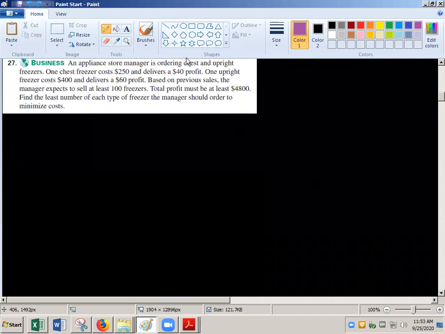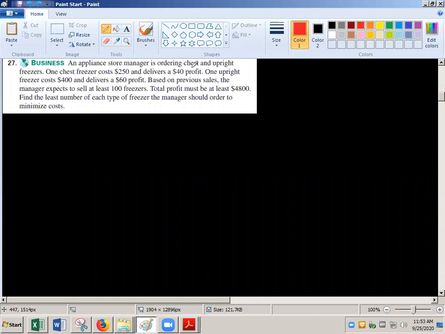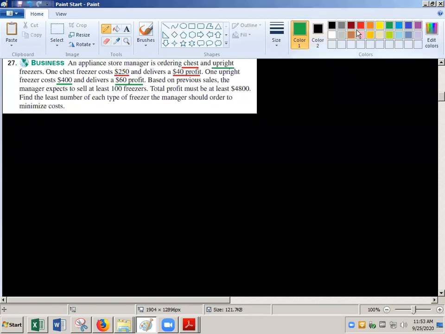Okay, so here we have an appliance store that is ordering chest freezers, and they also have upright freezers. So one chest freezer costs $250 and delivers a $40 profit. An upright freezer is $400 with a $60 profit. So I'm just going to jot that information down off to the side here.